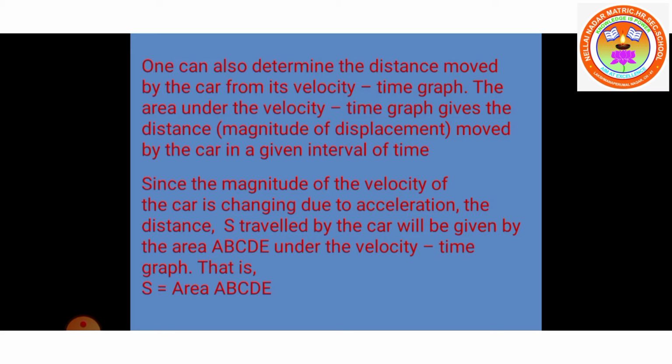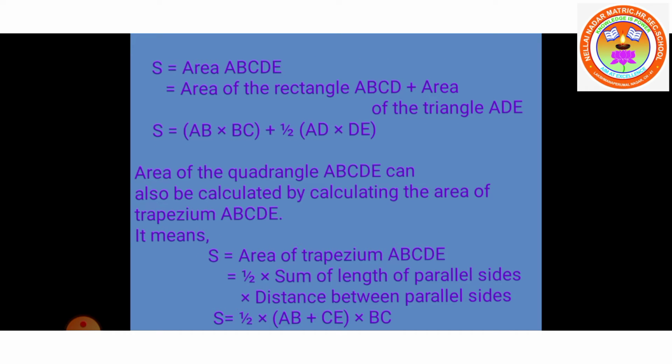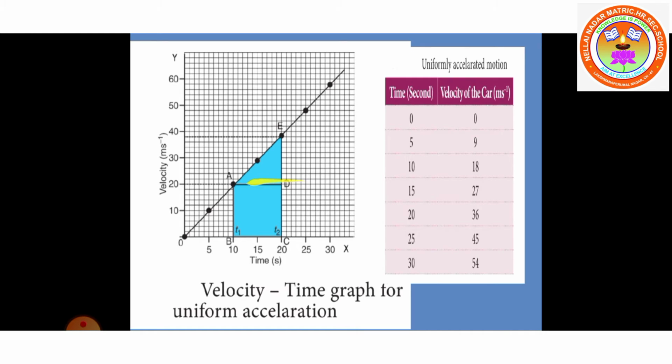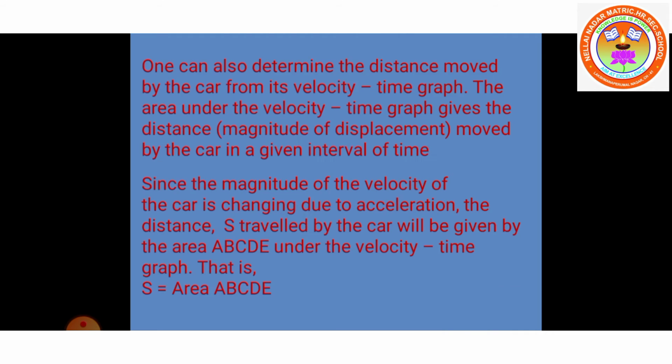Already we mentioned in the formula that the area of the shaded portion gives the displacement of the car. So S is equal to the area of ABCDE. Here the area of ABCDE is calculated by using the area of the rectangle ABCD plus the area of the triangle ADE. Okay, so the area of the rectangle is ABCD and the area of the triangle is ADE.